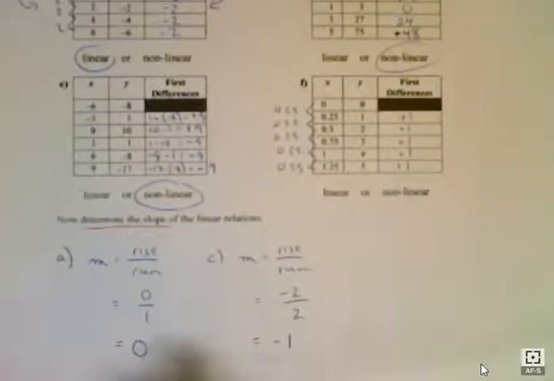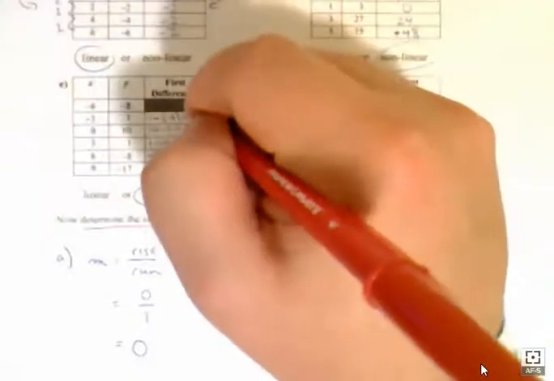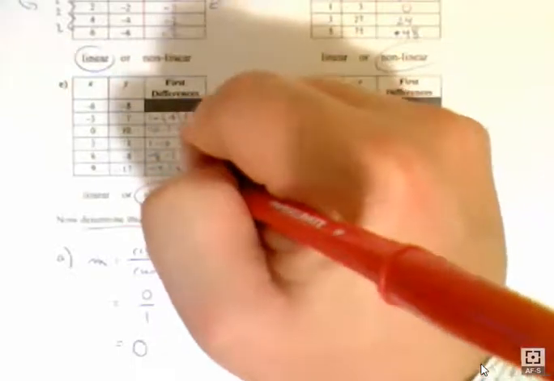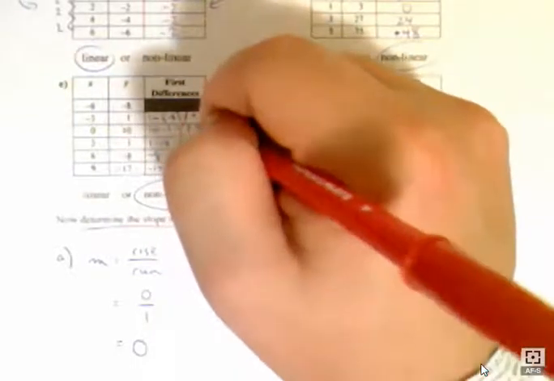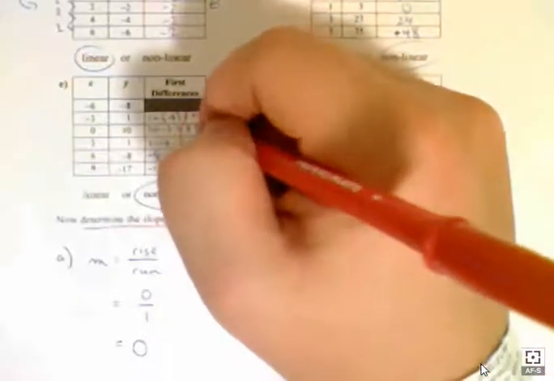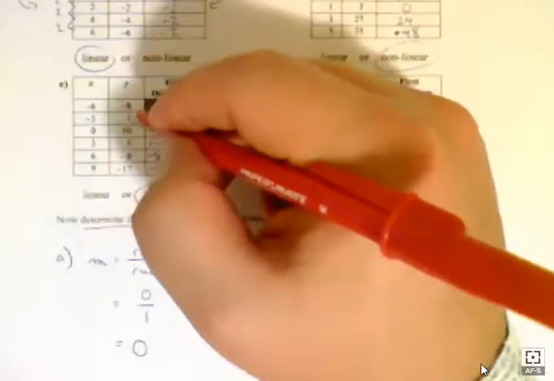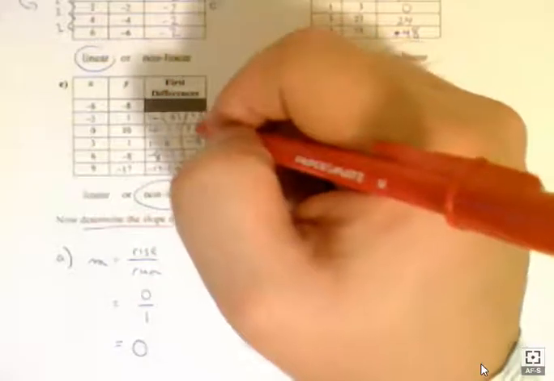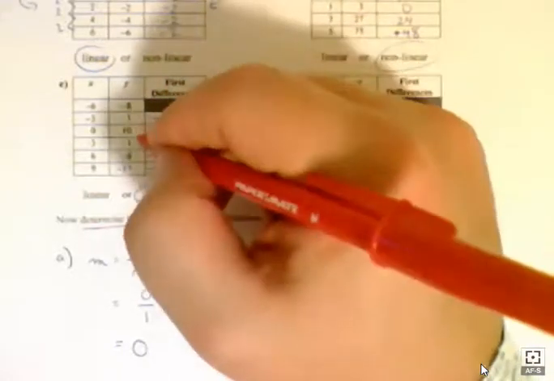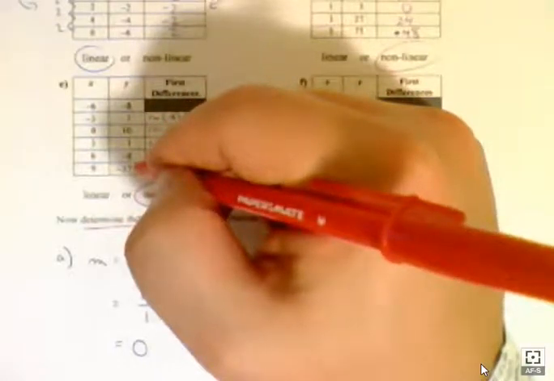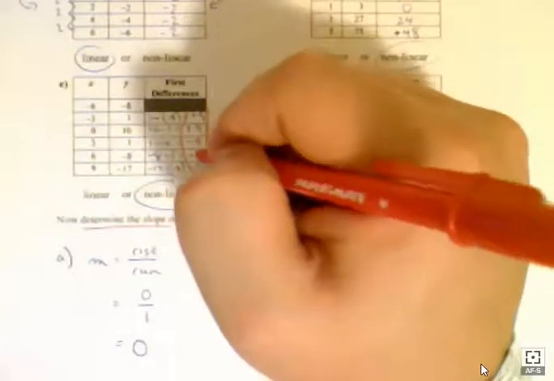E is an interesting one. E is actually non-linear because the first differences are not constant. The first two are +9 because from -8 to 1 and from 1 to 10, you are increasing by 9 units. But then from 10 to 1, 1 to -8, -8 to -17, we are decreasing by 9 units, going down. They're different. Same number, different signs. This is a non-linear relation.